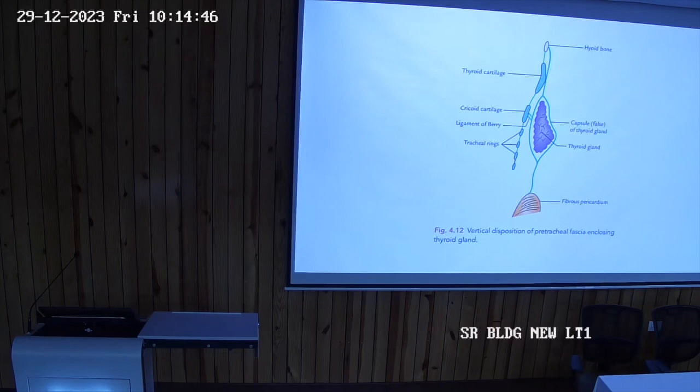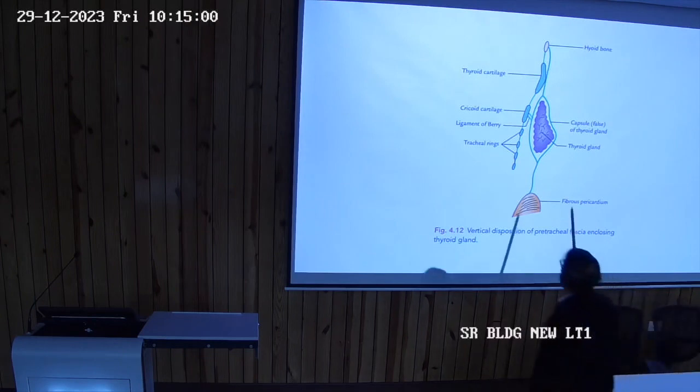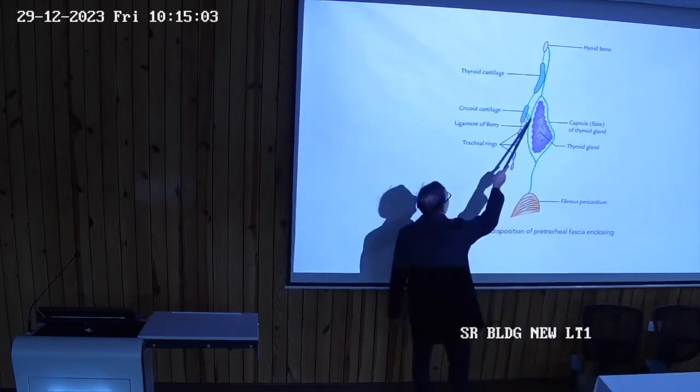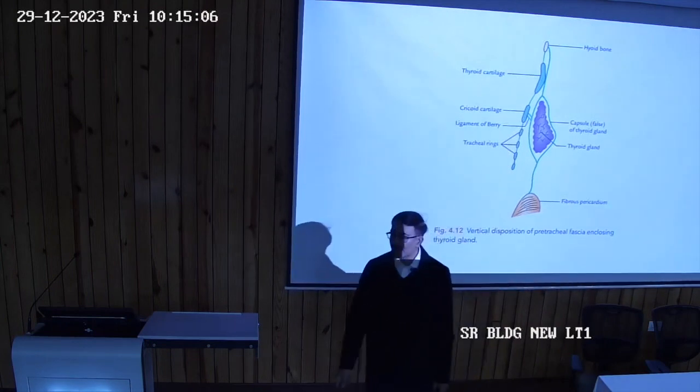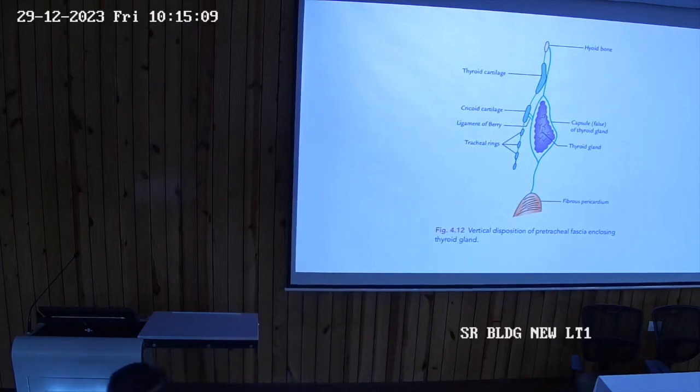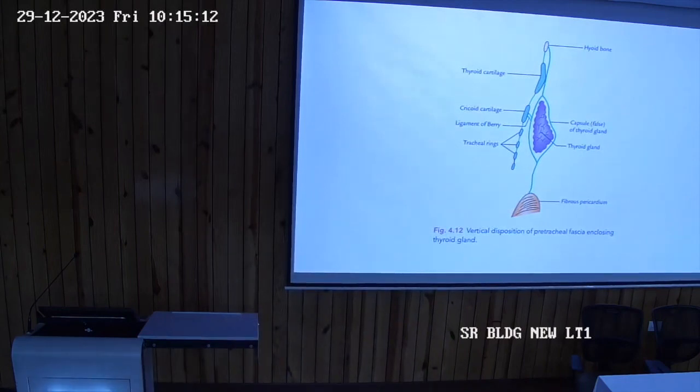The false capsule, this lateral part, the lateral lobe of the thyroid gland, is attached to the cricoid cartilage by a ligament which is called the ligament of Berry. What is the ligament of Berry? This is formed by the pretracheal layer of deep cervical fascia. It connects the lateral lobe, that is why we made that diagram, the lateral lobe, to the cricoid cartilage. Okay, this is also preventing the thyroid from going down. It is completely suspended by the two ligaments of Berry. Is it clear?